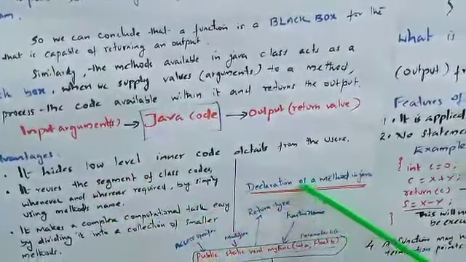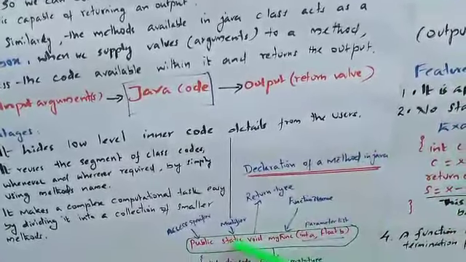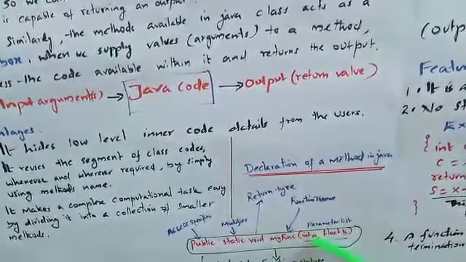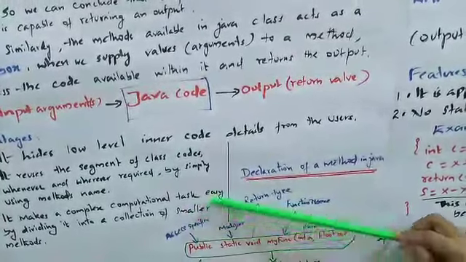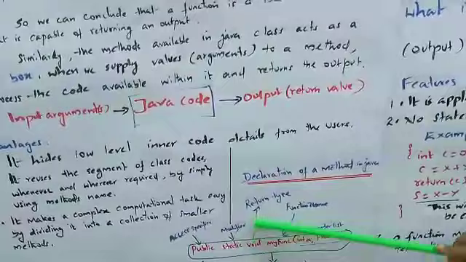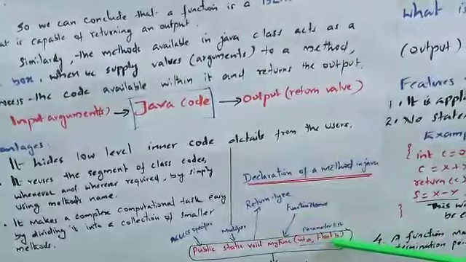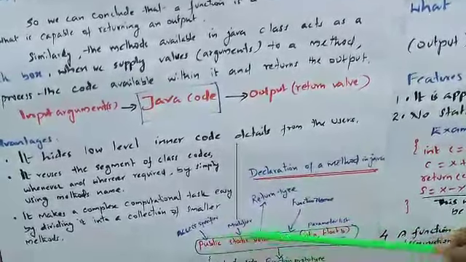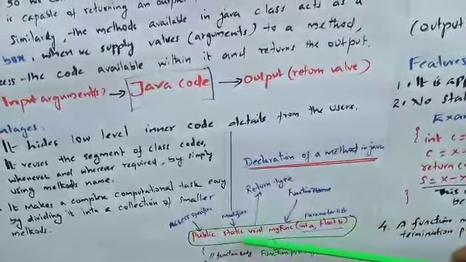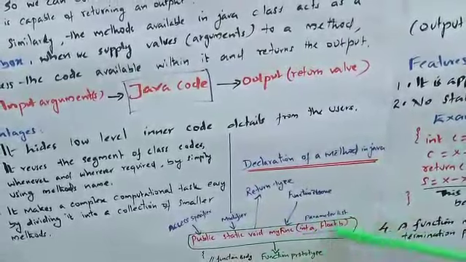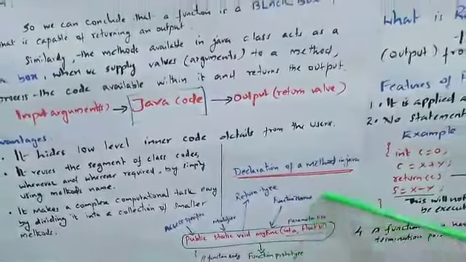Now we come to the declaration of a method in Java. How do we declare a function in Java? You have to write public static void myfunction(int a, float b). Public is what? A specifier. Static is a modifier. Void is the return type. myfunction is the function name. And int a and float b are the parameter list. The rest is the function body. This green part, that means public static void myfunction(int a, float b), is what we call the function prototype. This is the declaration of a method in Java.